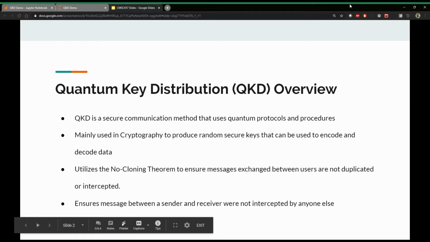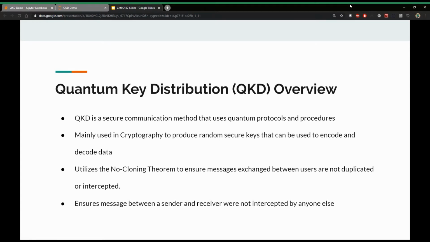Quantum key distribution in a nutshell is a secure communication method that uses quantum protocols and procedures. This is mainly used in cryptography to produce secure keys that can be used to encode and decode data. This, of course, utilizes the no-cloning theorem to ensure messages exchanged between users are not duplicated or intercepted. This methodology ensures messages between a sender and receiver were not intercepted by anyone else, which is a very important thing in today's modern world.